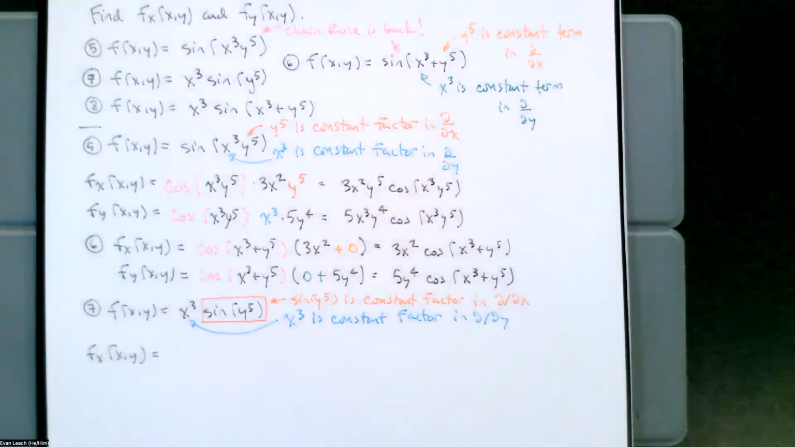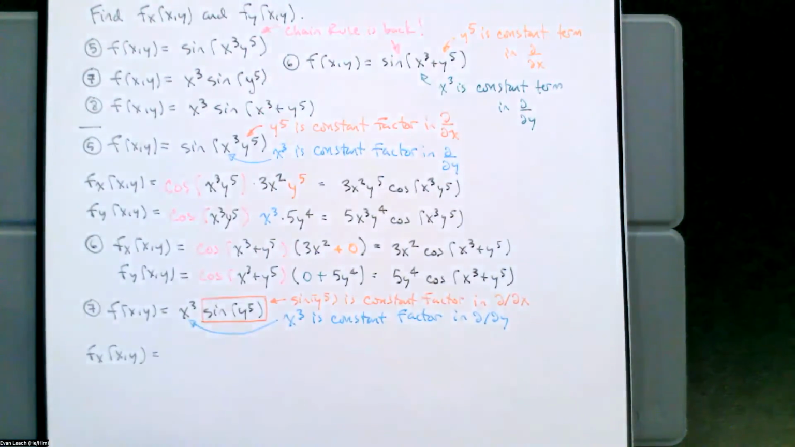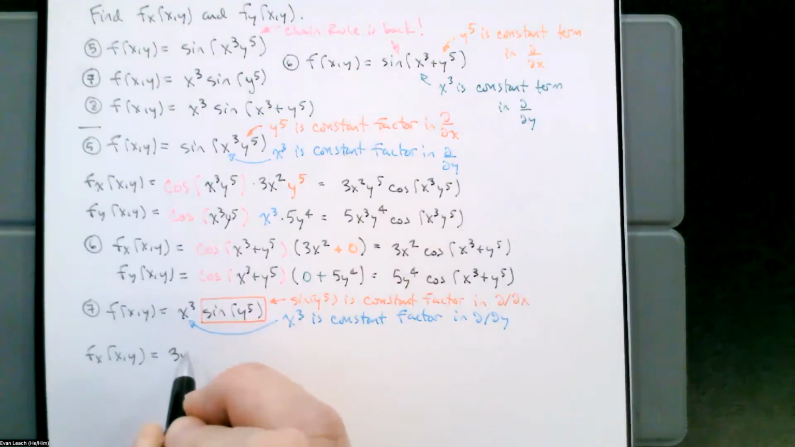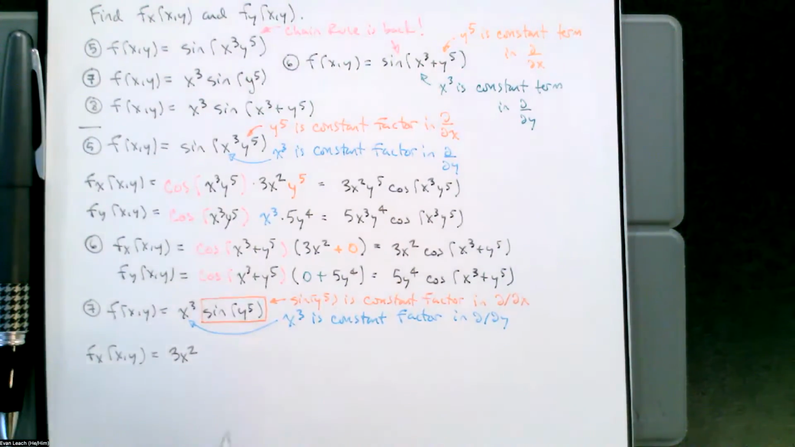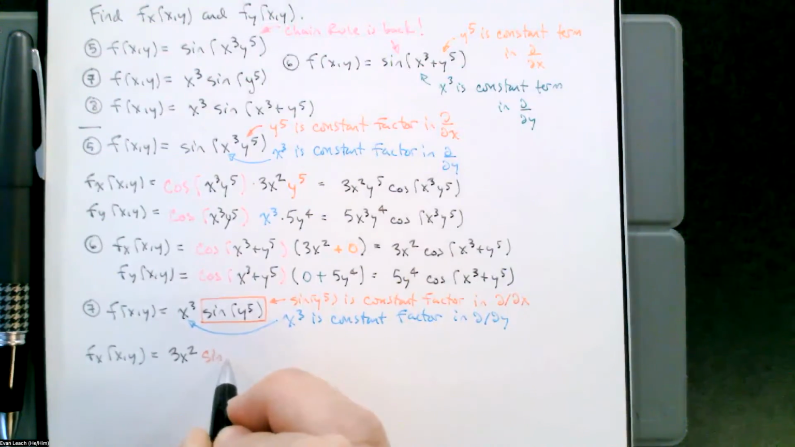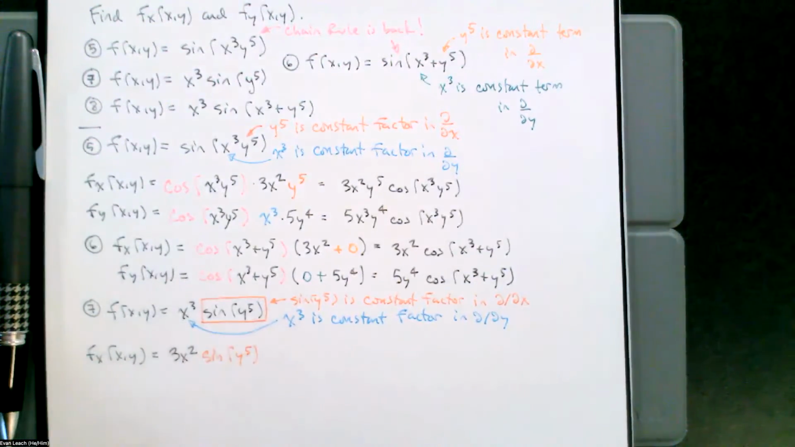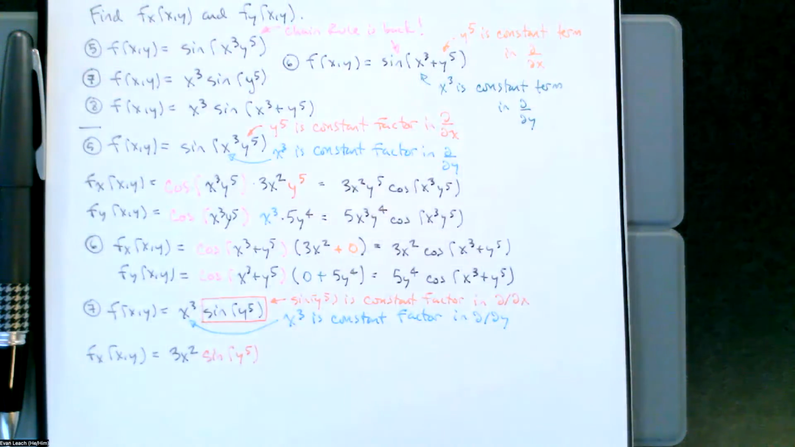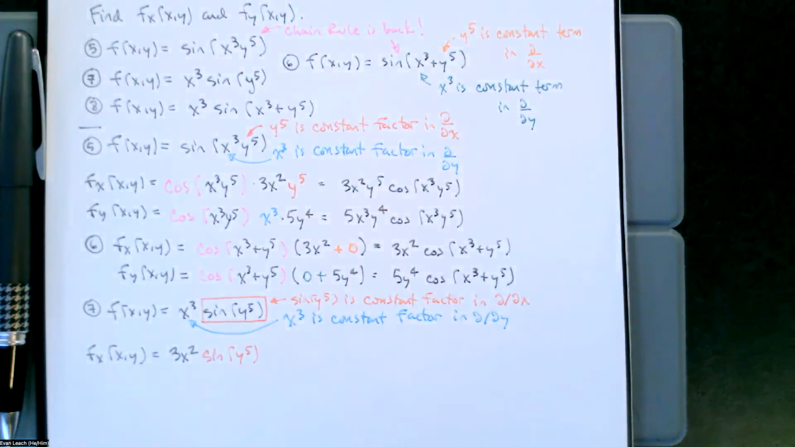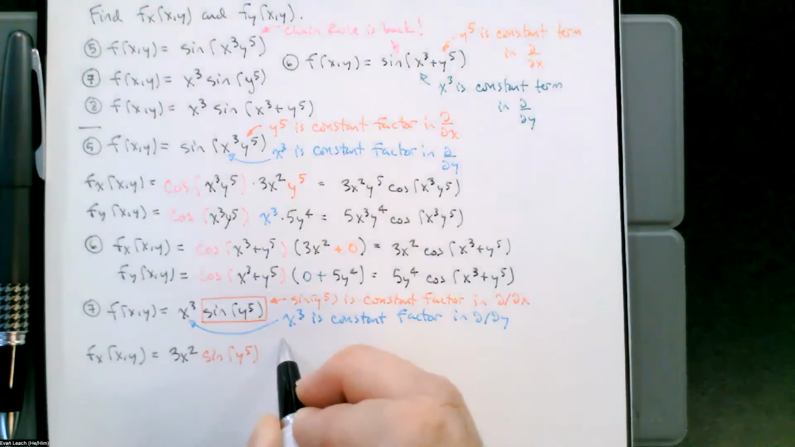For the derivative with respect to x, I want the derivative of x cubed, which is 3x squared. Sine of y to the fifth is all constant, so it just gets carried along and we're done. What we want to notice here is that in the partial with respect to y, we have two things happening to the y. It gets raised to the fifth power, then we take the sine of the result. That's a composition of functions. That means for the partial with respect to y, we will need the chain rule.